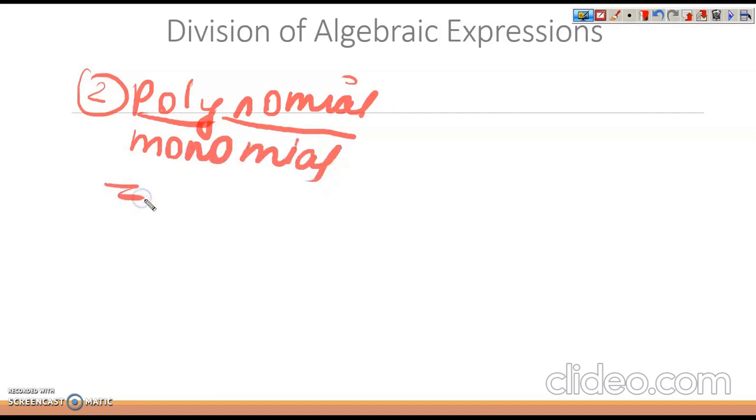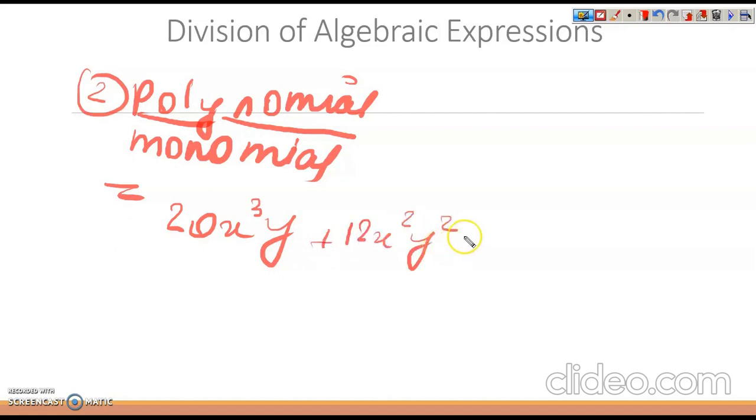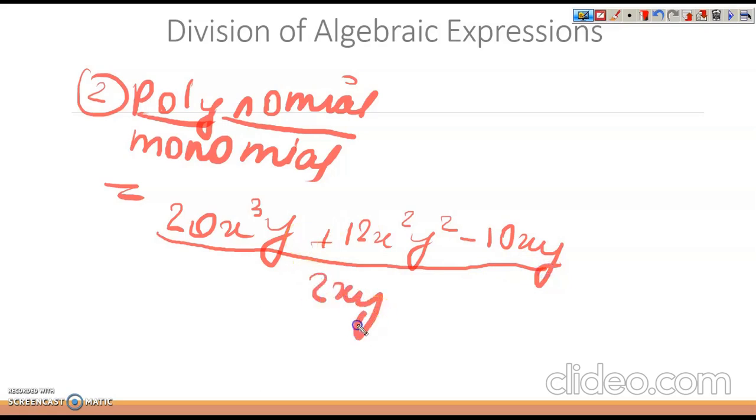For this example, let's take (20x cubed y plus 12x squared y squared minus 10xy) divided by 2xy. Here, first we should divide 2xy with this term, then with this term, then with this term. Okay, first let's divide.